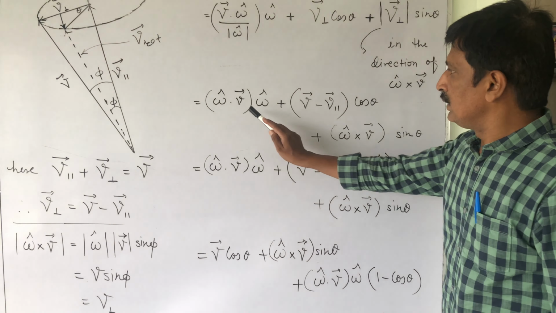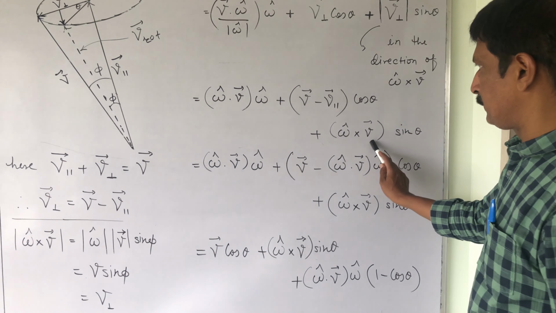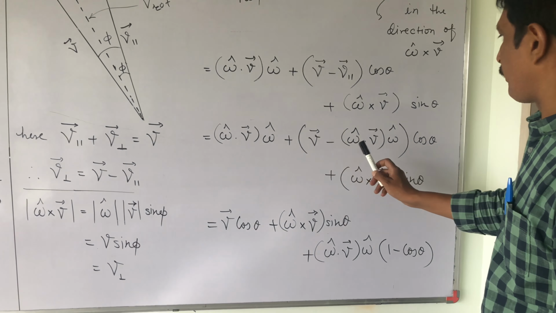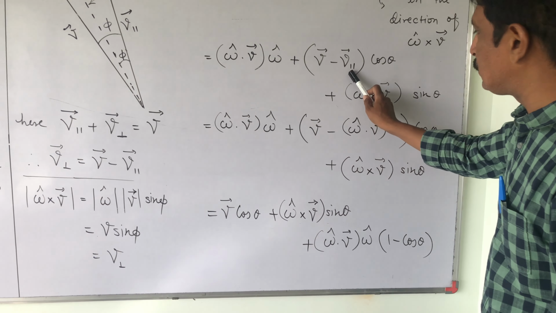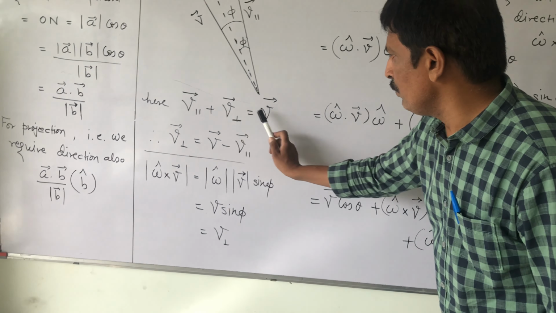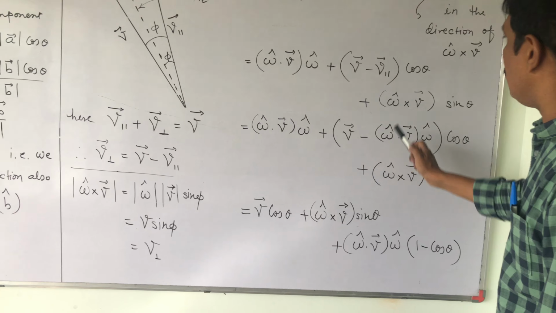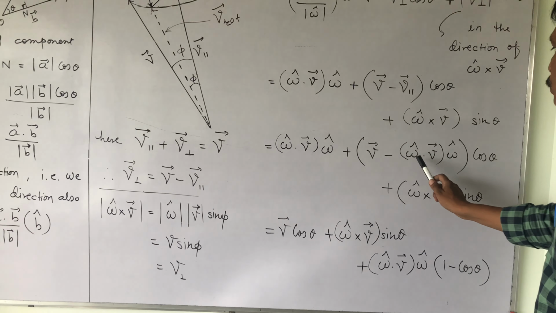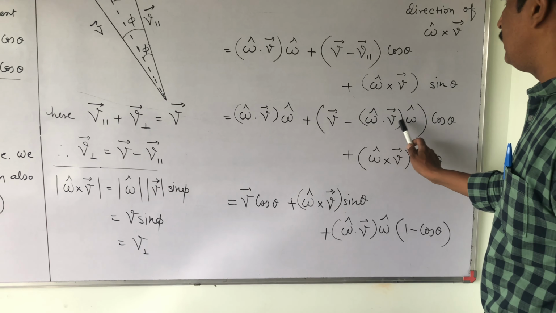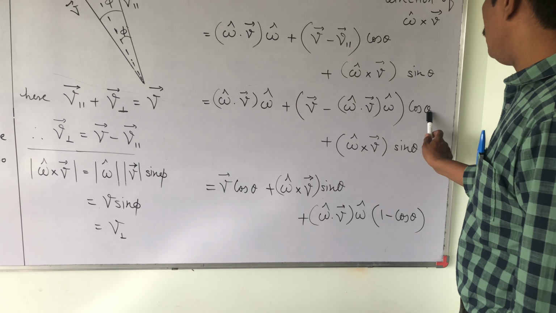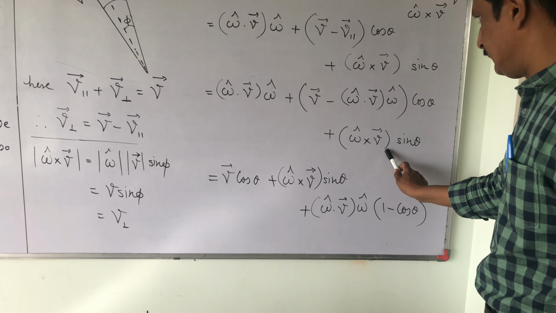So finally, this plus this plus this. This one is as it is: V as it is, minus V parallel. Again, V minus V perpendicular. This one, sorry, V minus V parallel. V parallel is this one, so omega cap dot V into omega cap. V parallel is this one into cos theta. This one as it is.